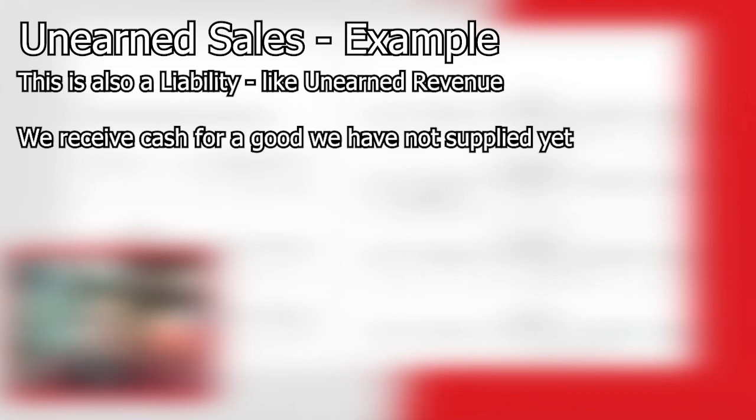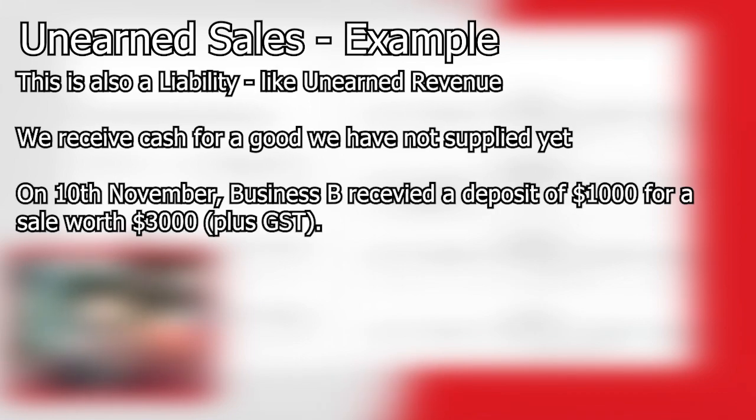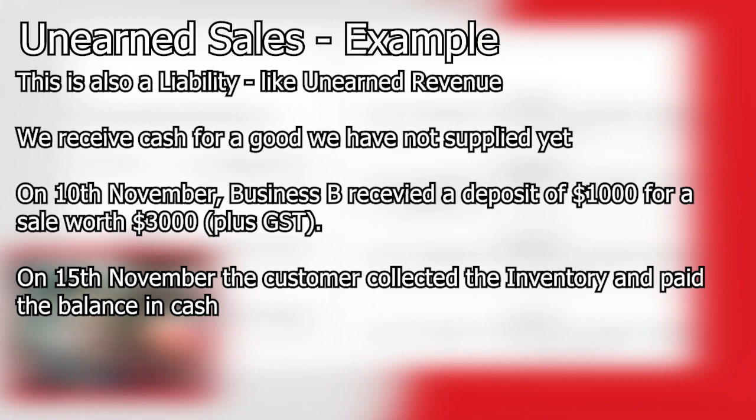On November 10, Business B received a deposit of $1,000 for a sale worth $3,000 plus GST. On the 15th of November, the customer collected their inventory and paid the balance in cash. The inventory had a cost price of $500. So a little bit going on there, but let's break it down.